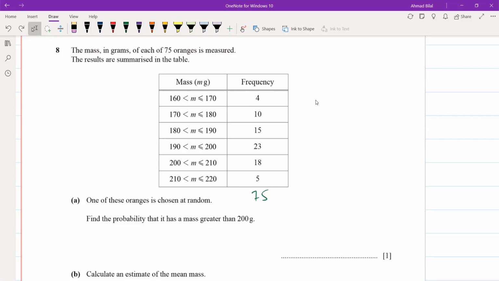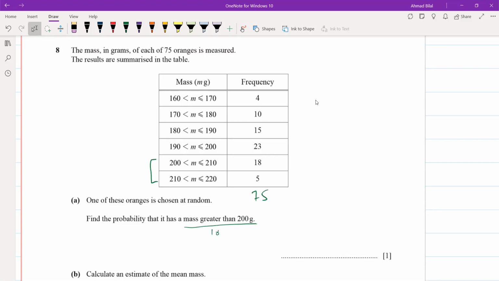Okay, so we have masses here. So 160 से लेकर 220 तक जा रहे हैं. 200 से greater masses कौन से होंगे? We have 200 here, so that's these last two rows of the data. So there's a total of 18 plus 5 oranges that satisfy that condition. Mass greater than 200 grams.